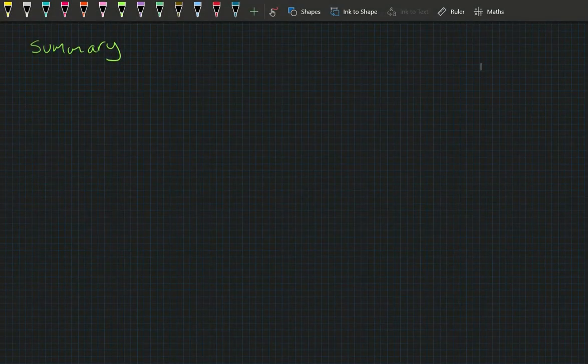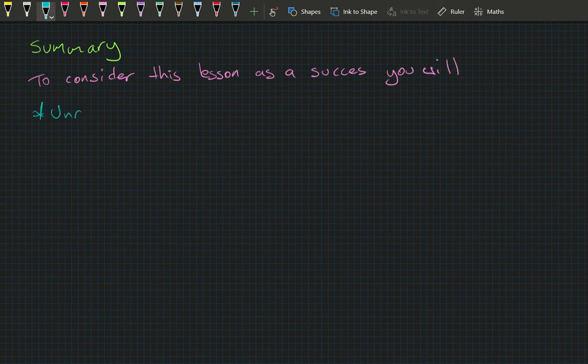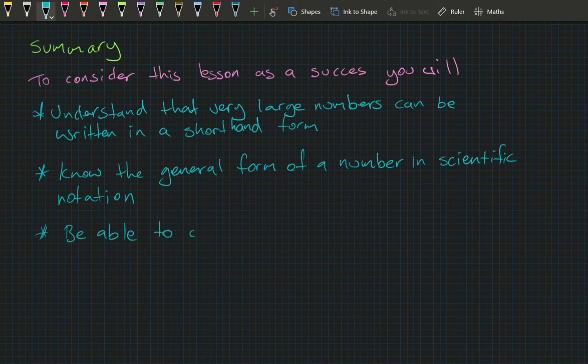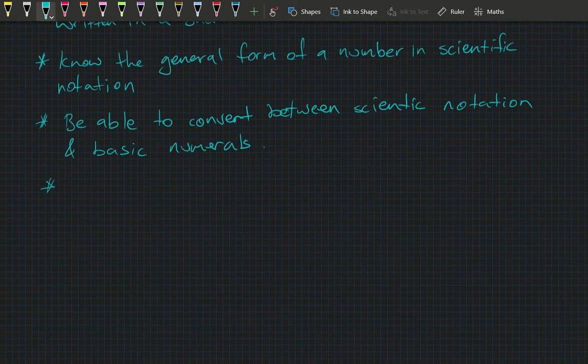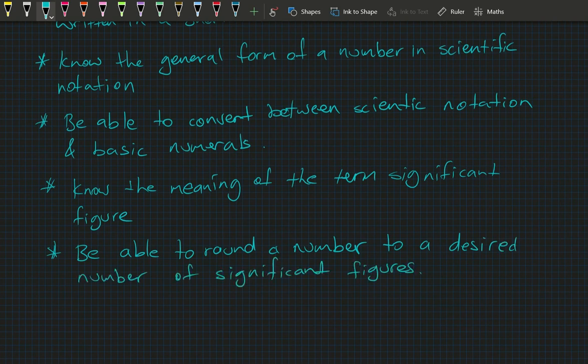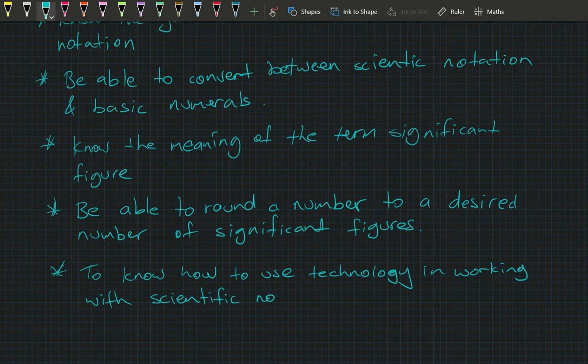Okay, welcome to the summary. Now, if you want to consider this lesson a success, you will be able to understand that very large and small numbers can be written in a shorthand form. Know the general form of a number in scientific notation. Be able to convert between scientific notation and basic numerals. Know the meaning of the term significant figure. Be able to round a number to a desired number of significant figures. And finally, to know how to use technology in working with scientific notation.